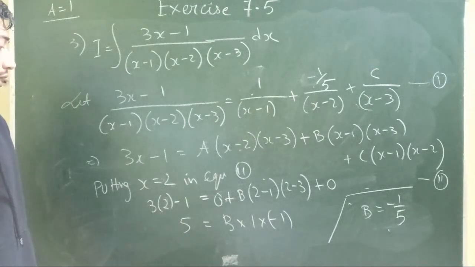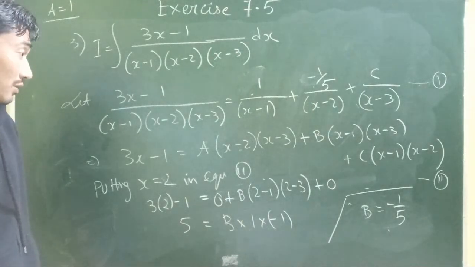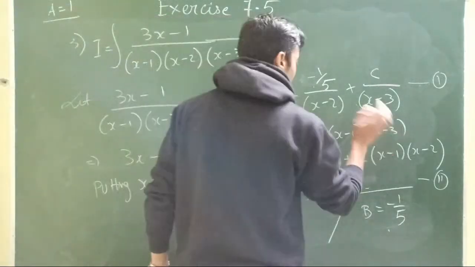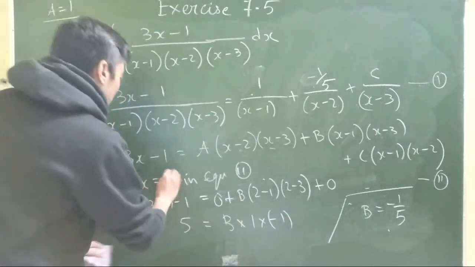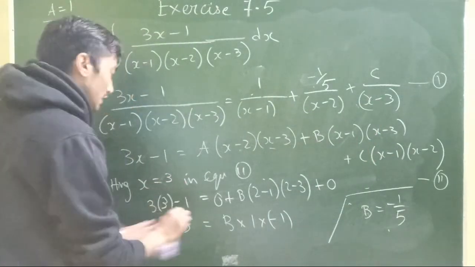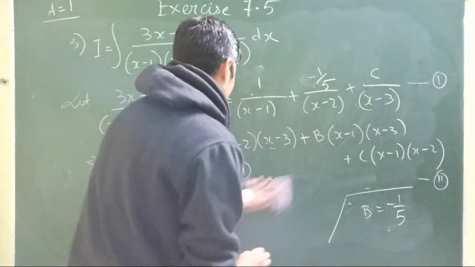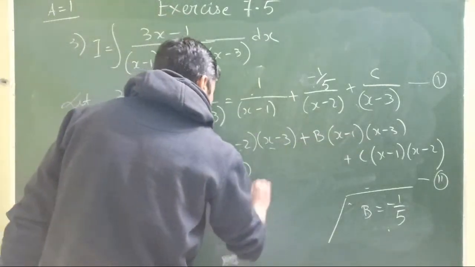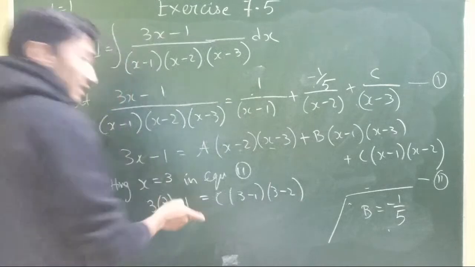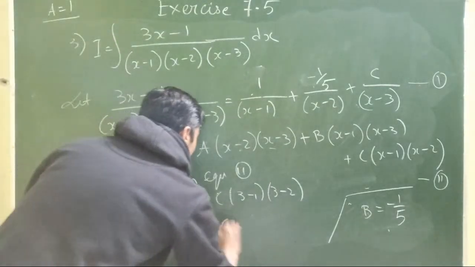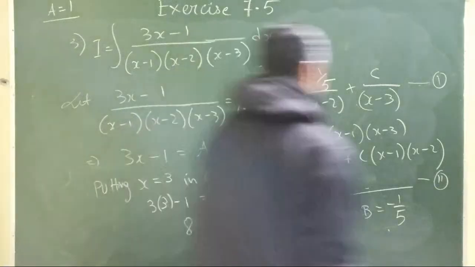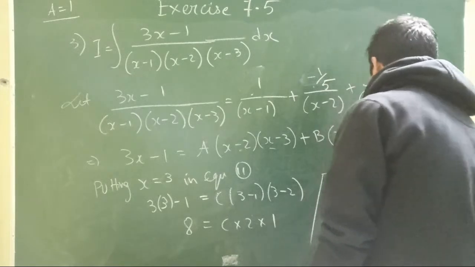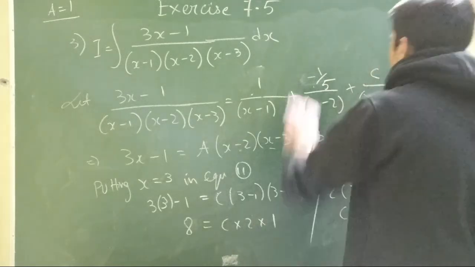Okay, now continuing. This time I want to find out C. That means I have to remove A and B. So common factor x minus 3. If I introduce x equal to 3, job done. x equal to 3. So that will be gone. 3 minus 1, 3 minus 2. So 3 3s are 9 minus 1, 8. C into 2 into 1. So we shall have twice of C equal to 8, which means C is equal to 4.